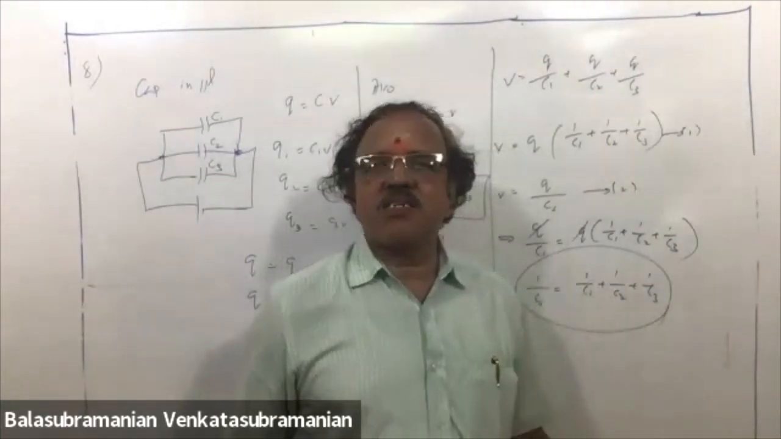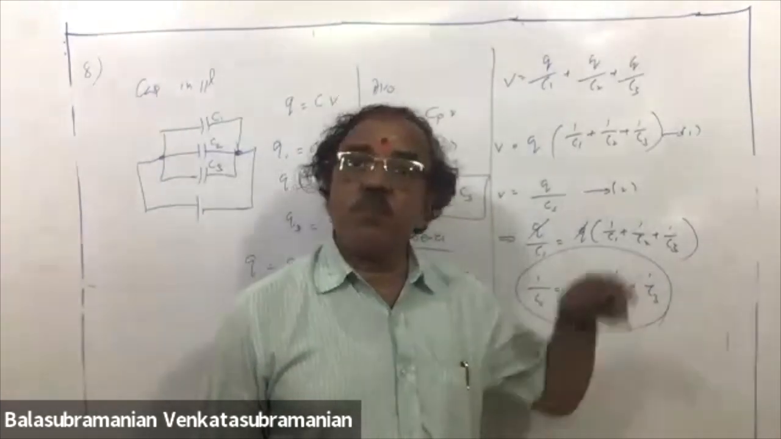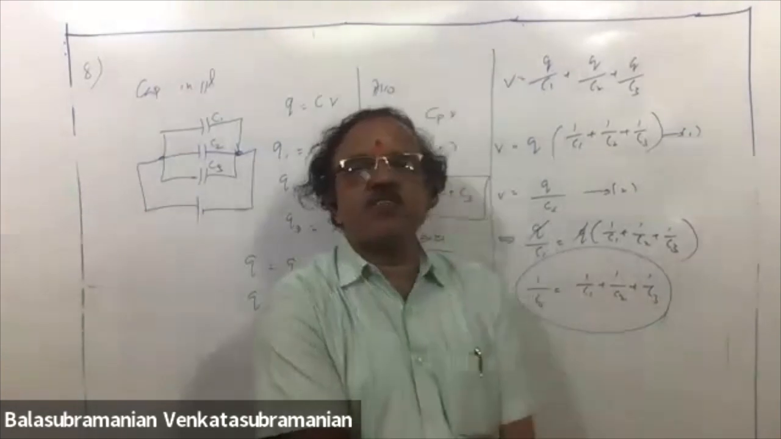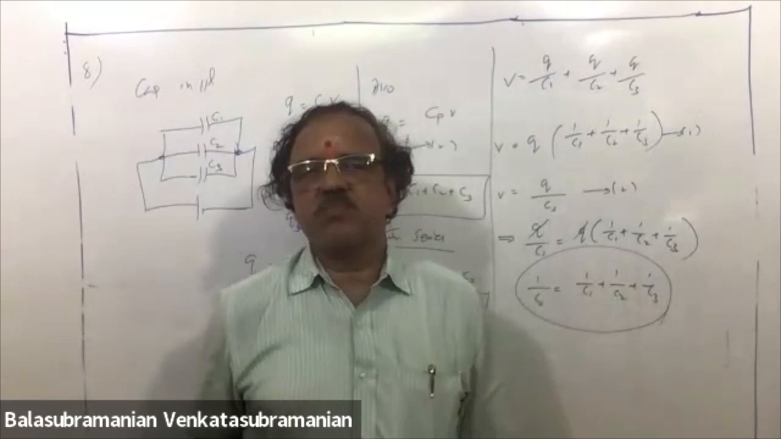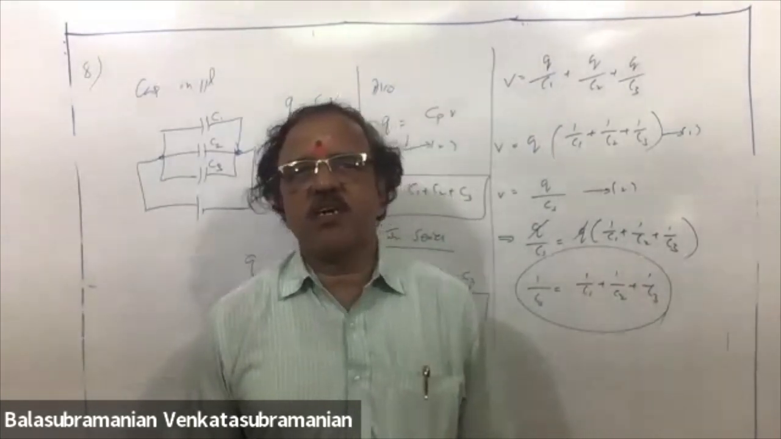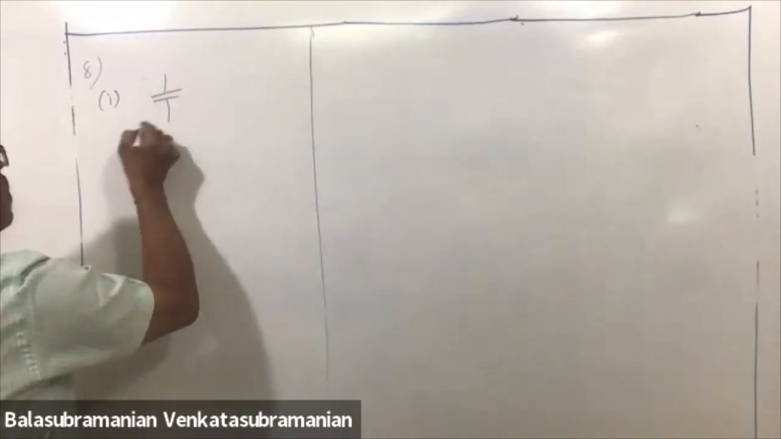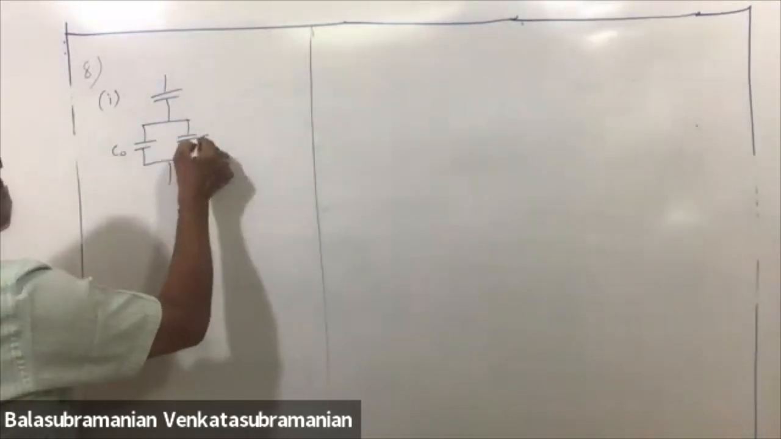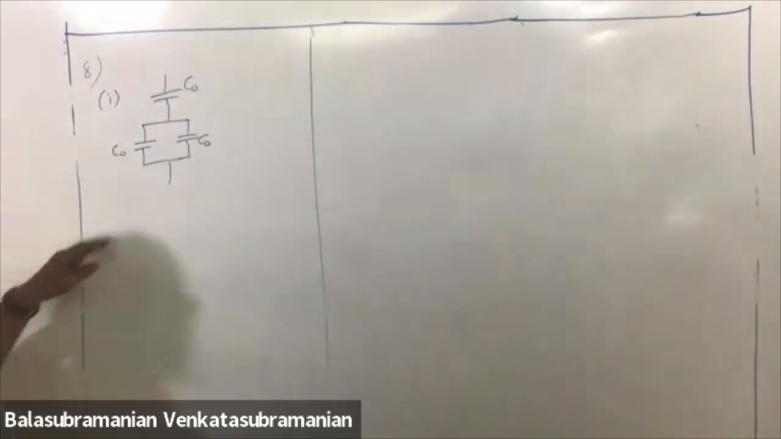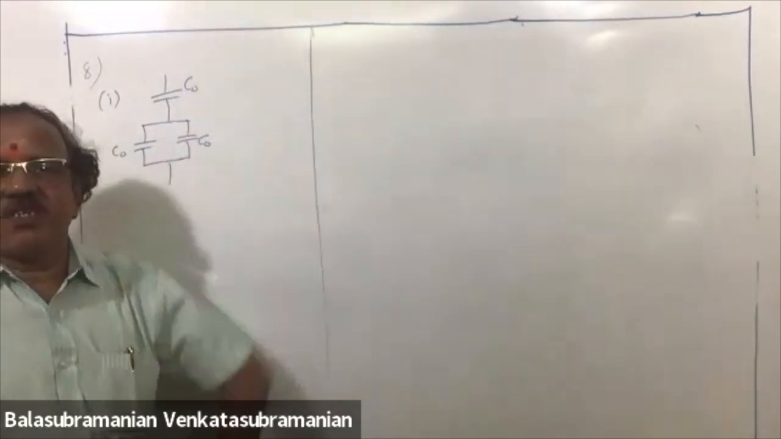Parallel connection resultant will be C1 plus C2 plus C3. Series connection, 1 by CS is the reciprocal sum of the individual capacitors, so CS will be the inverse. So we can take some examples and then do it. First one: capacitor C0 connected in parallel with another C0, and those together connected in series with the C0.